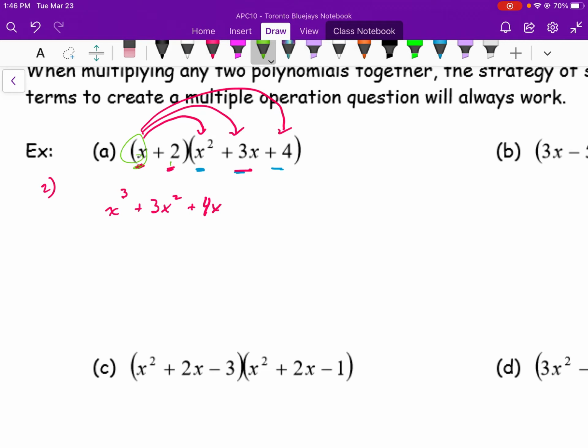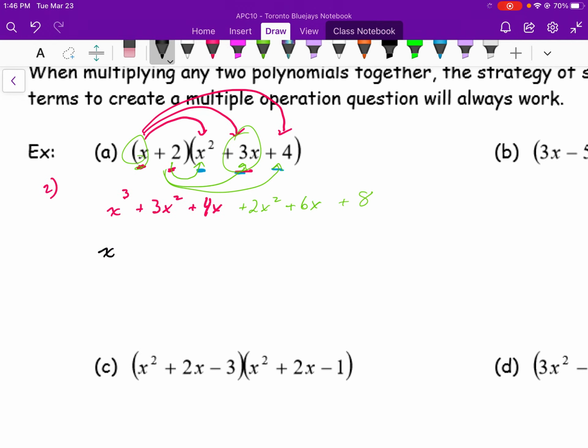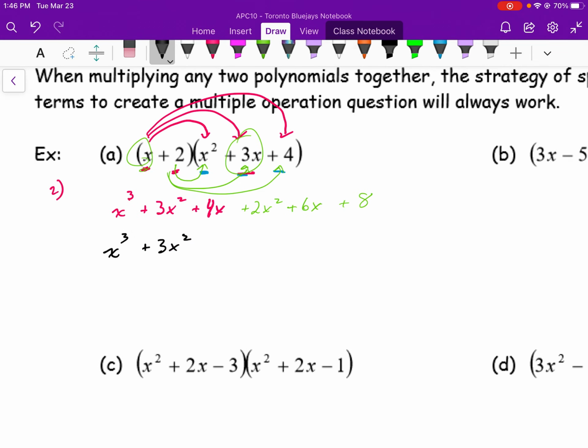Now let me go after the second term of my polynomial. I'm going to have to multiply it to each term of my second polynomial. So positive 2 times x squared is positive 2x squared. Positive 2 times 3x is plus 6x. 2 times 4 is 8. So again, I'm just going to collect like terms. I collect everything with an x cubed, and then I collect everything that has a square in it.